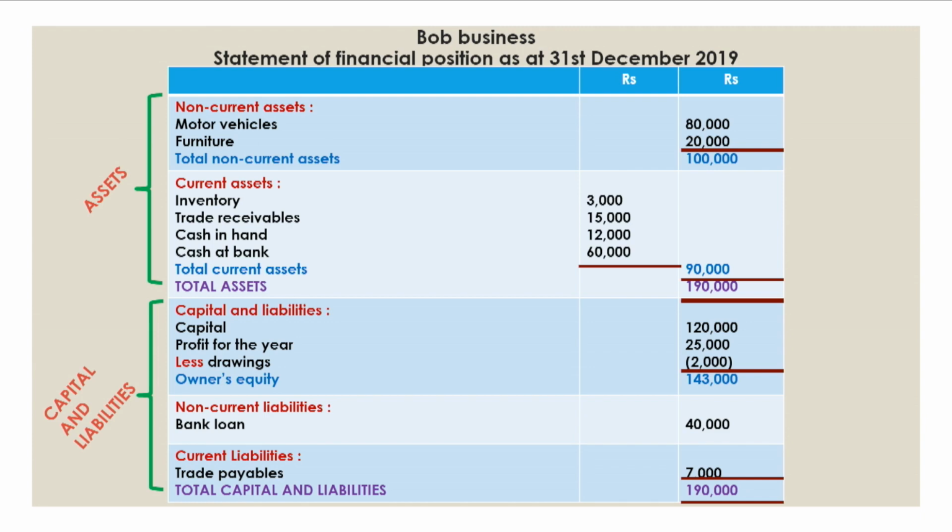Having recorded all non-current assets and all current assets, we can now calculate the total assets. To obtain the total assets, we need to add the total non-current assets and total current assets together. Therefore, 100,000 rupees add 90,000 rupees, this gives a total assets of 190,000 rupees.